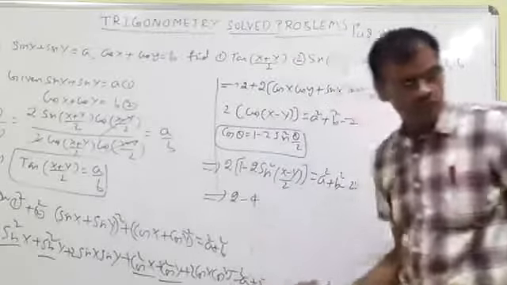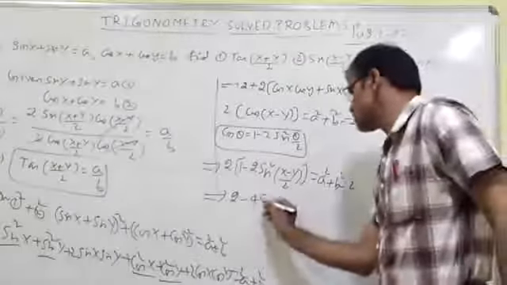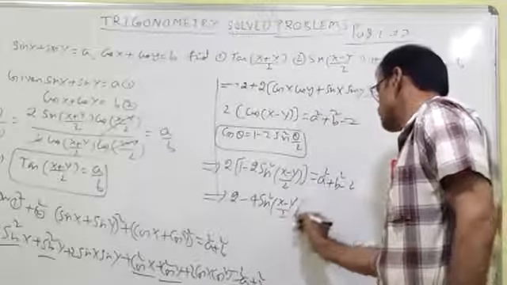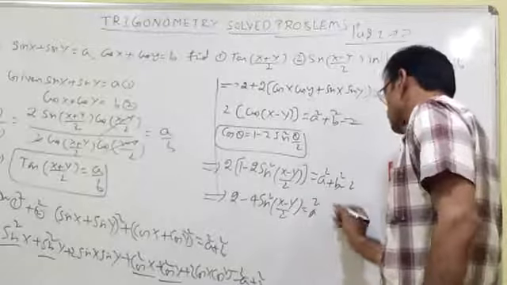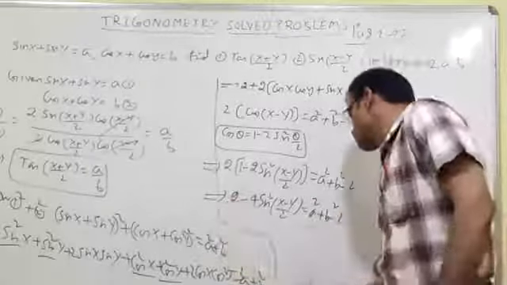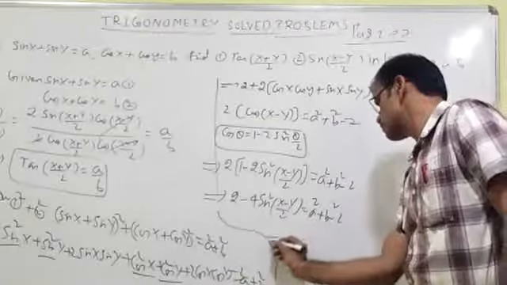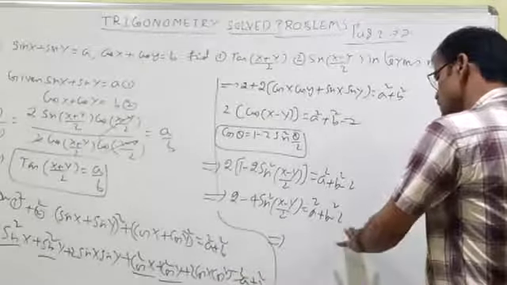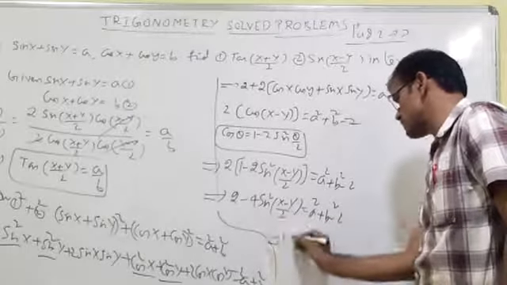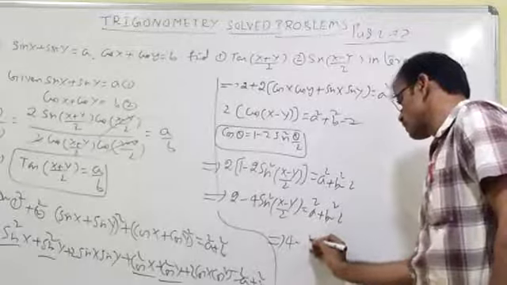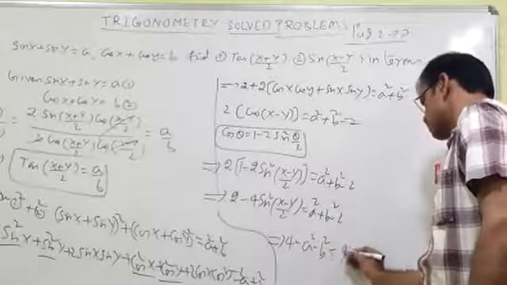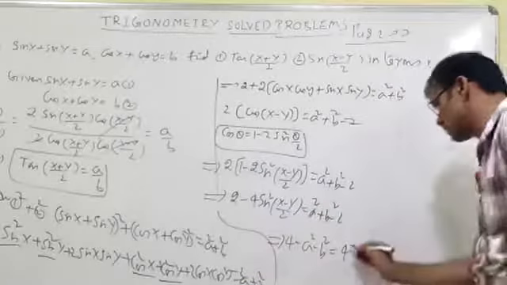2 minus 4 sin square of (x minus y)/2. 2 minus 4 sin square of x/2 is equal to a square plus b square minus 2. That implies, taking these terms to this side, 2 minus 2 becomes plus here, 2 plus 2 becomes 4. Write it like this: you get 4 minus a square minus b square is equal to this one, taken to this side.